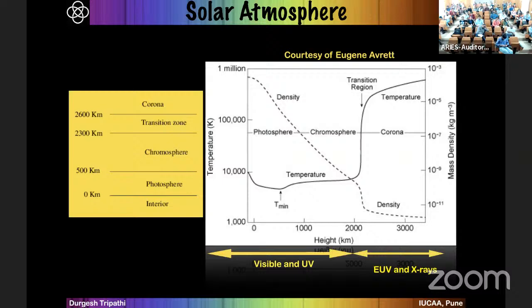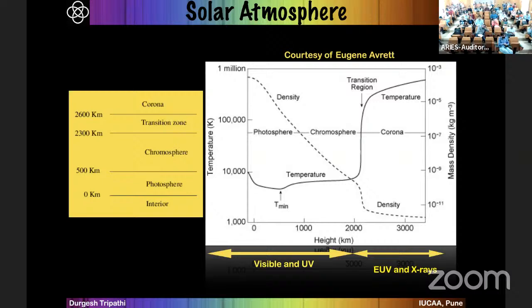What you also see is that the density falls off sharply, of course, still here, but even sharper in the transition region and in the corona. The left part here, up to the chromosphere, you can observe in visible and UV, but for the transition region and the corona, you have to go for UV and X-ray. However, you do observe the eclipses in white light, right? And that is because there's a Thomson scattered light you observe, so it's the photospheric photons that you're observing, scattered.